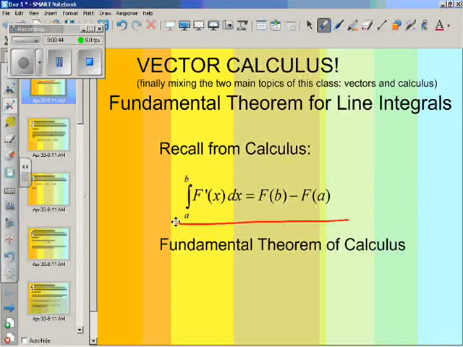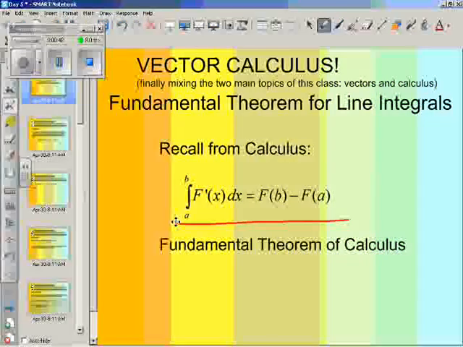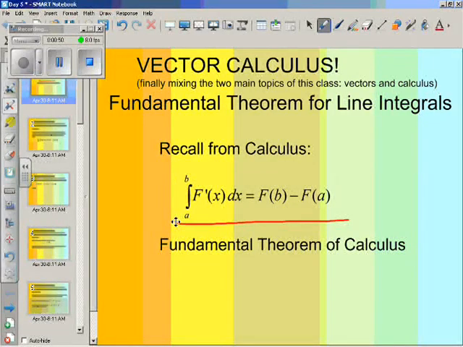So we have the fundamental theorem of calculus. Remember, it pretty much tells us that the integral and the derivative are inverse properties. Okay, so let's jump right into it and take a look at what the inverse theorem, the fundamental theorem for line integrals, is going to look like.